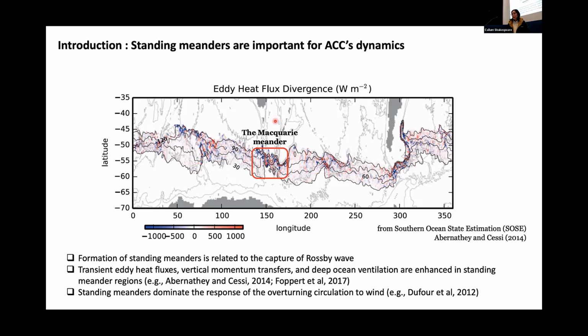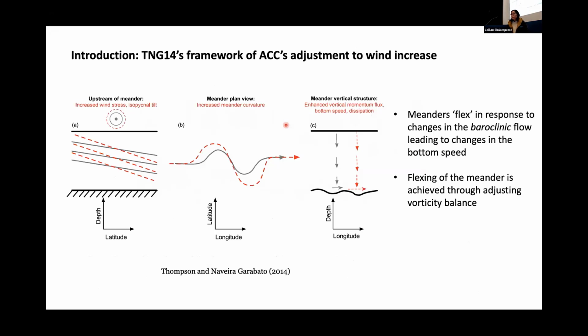The Macquarie meander is located south of Tasmania and New Zealand. As I just said, we are particularly interested in what role is played by the standing meander in the ACC's adjustment to wind. There is actually already an existing framework about this, proposed by Thompson and Naveira Garabato 2014, or TNG14.